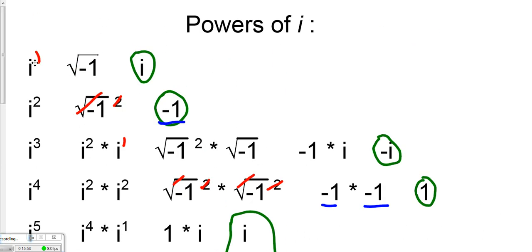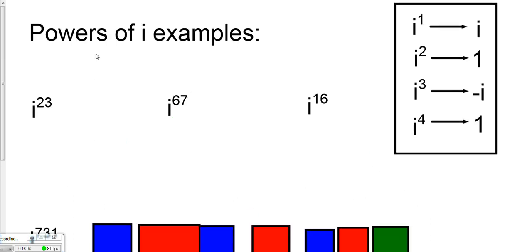So as long as you know i to the 1 is i, i squared is negative 1, i cubed is negative i, and i to the fourth is 1, you can figure out any of the other powers of i. So let's try a few of these on our own here.